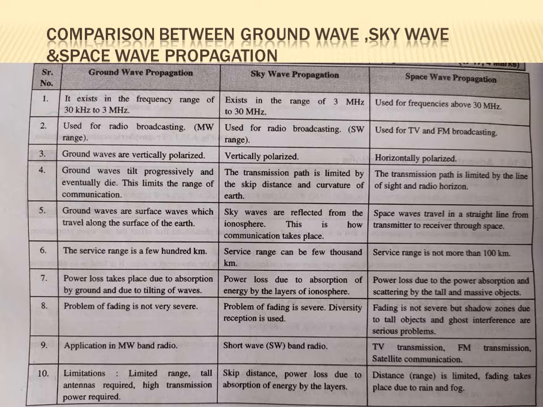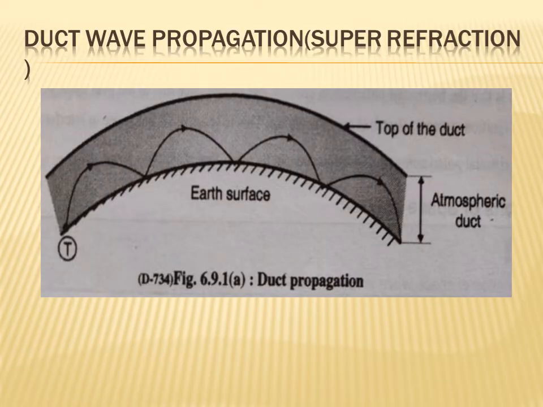Next, the problem of fading is not severe for ground wave propagation, severe for sky wave propagation, and not severe for space wave propagation. Ground wave is used in medium wave band radio broadcasting, sky wave in short wave band radio broadcasting, and space wave for TV transmission, FM transmission and satellite communication. So these are the important points for ground wave, sky wave and space wave propagation.